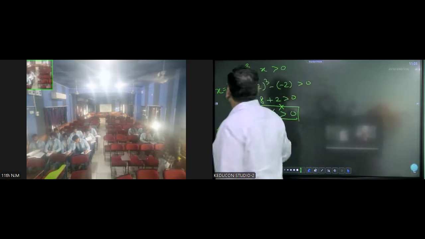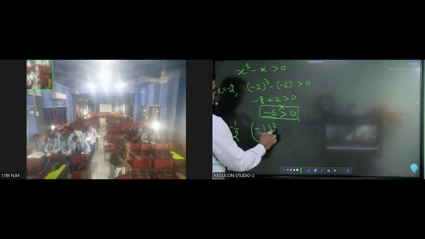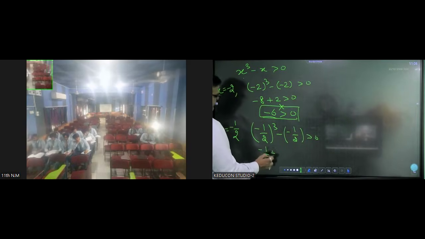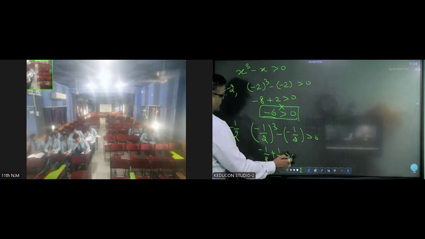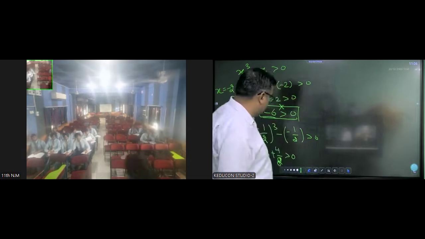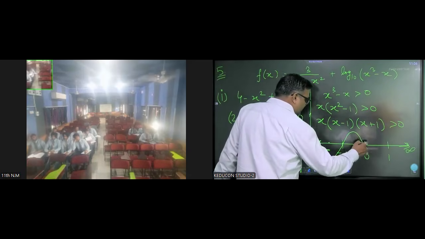Put here -1/2. So this becomes -1/8 plus 1/2. Now students, 1/2 will become 4/8. So 3/8. 3/8 is positive. So this is positive. So now this interval will be positive.